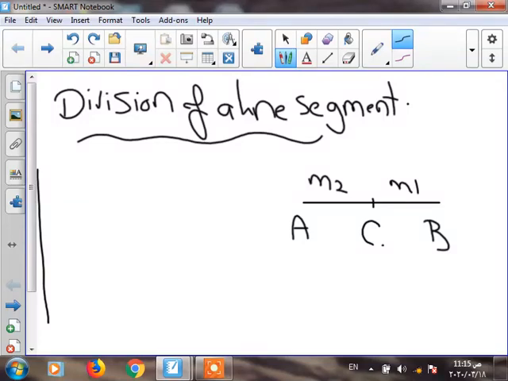Division of a line segment. When we talk about division of a line segment, if you have a line segment AB and the point C belongs to AB, we can say that the point C divides AB internally in the ratio M2 to M1.